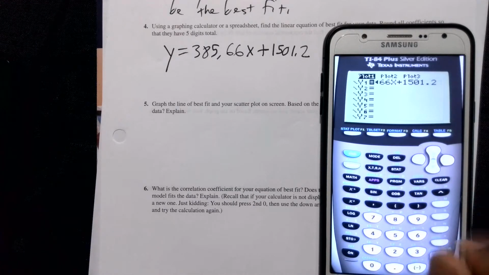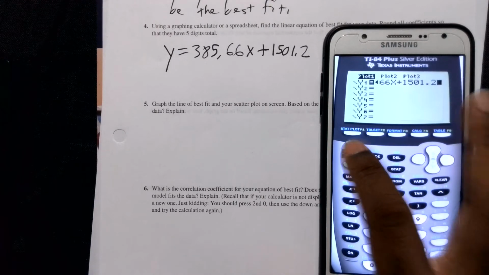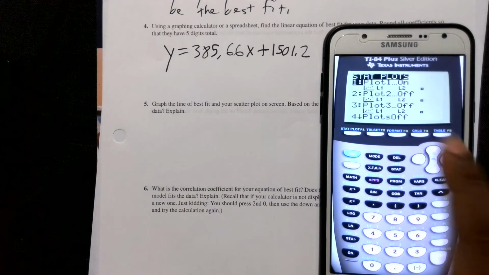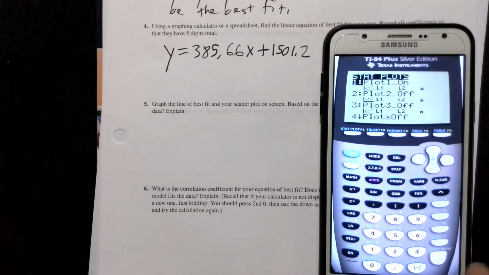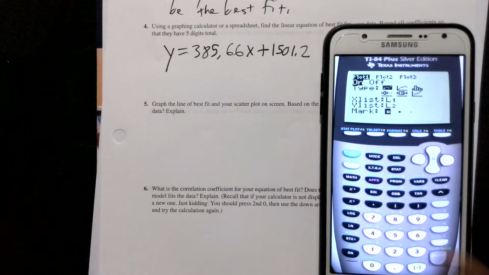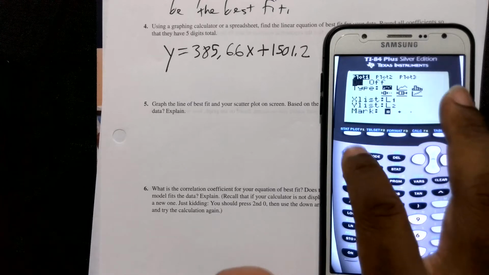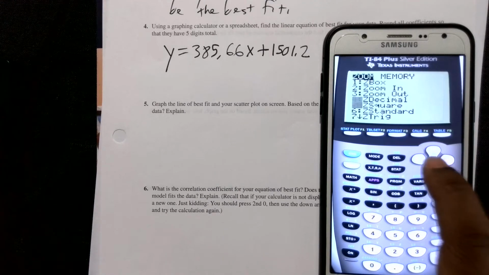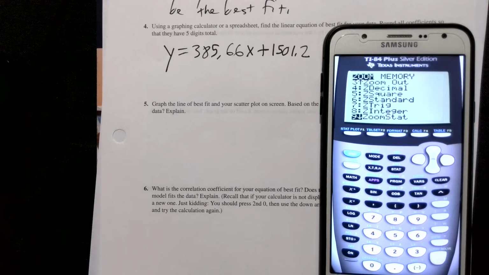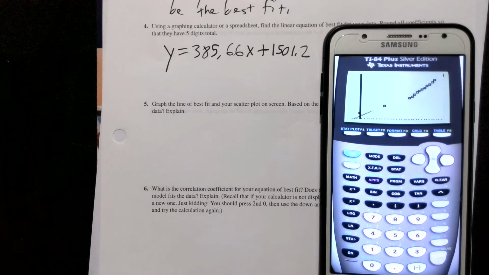Now, before we graph, let's just make sure that our plots are on. So we'll press second and y equal. And then here, if your plot 1 is not on, all you have to do is just press enter twice. Again, if your plot is not on, just press enter twice. Now, our next step, we will press zoom, and we will go down until we get to zoom stat, and then press enter.